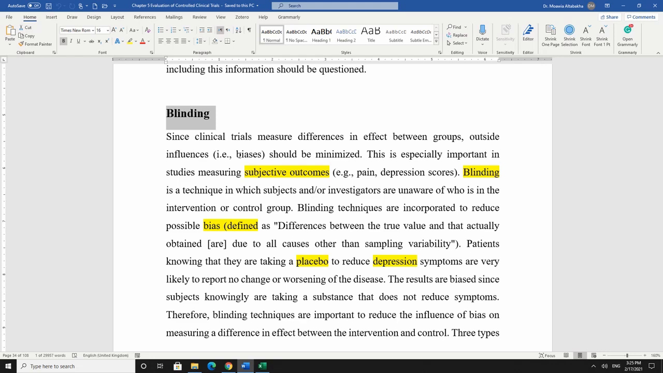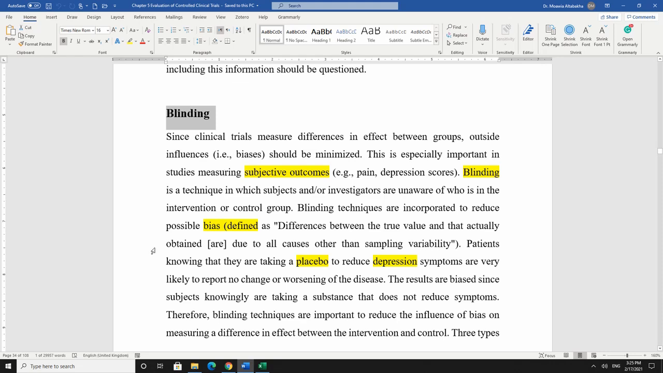So this is objective. But when I say, okay, I want to assess whether the drug relieves pain, you are suffering, you have pain, and I want to see whether it reduces pain, then for sure, if you know you are taking placebo, you will say it did not improve. You are not going to say it improved, okay? And this we call subjective outcomes or measures, such as pain, depression, things like that.